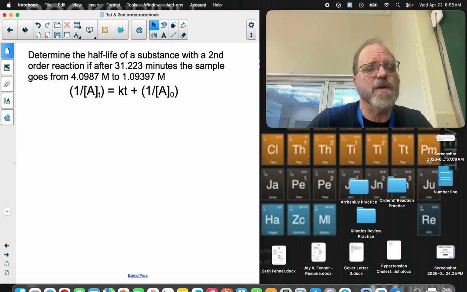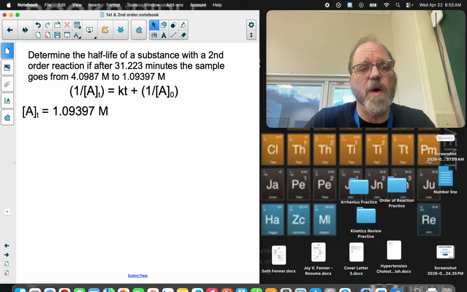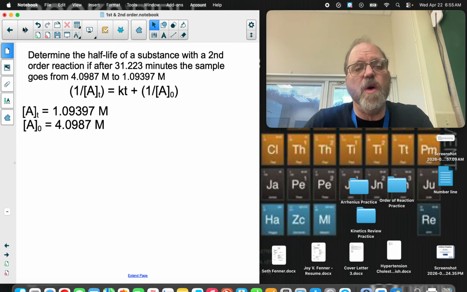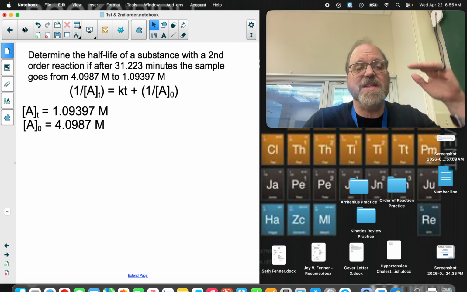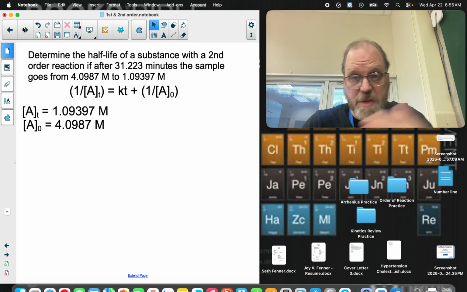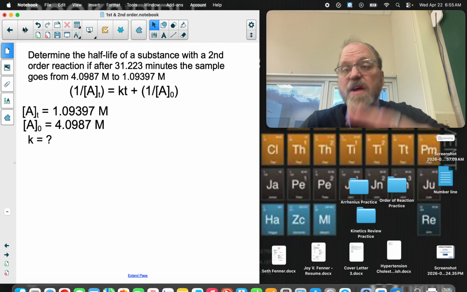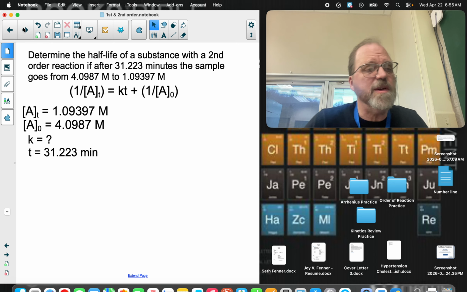What values do we have? We know A_t is 1.09397 molar. We know A_0 is 4.0987 molar. A_t is always going to be smaller than A_0, they're always on a decay process. k is unknown because we're looking for the half-life, so we can solve for k to find the half-life. And t is 31.223. So we're going to solve for k.